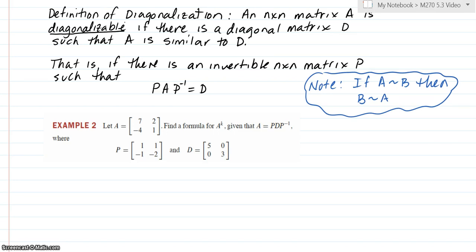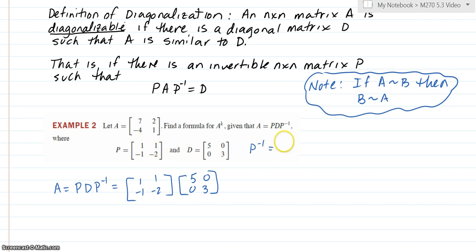Let's first check that this does work. So is A indeed P D P inverse? We have P, we have D, oh, we need P inverse. Maybe I could do that over here. And we know the formula for that, that's 1 over the determinant, so -2 minus a -1.